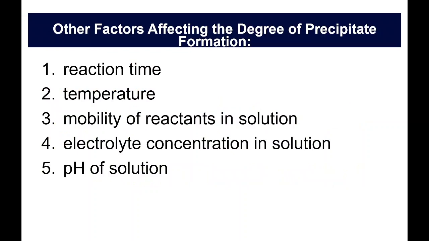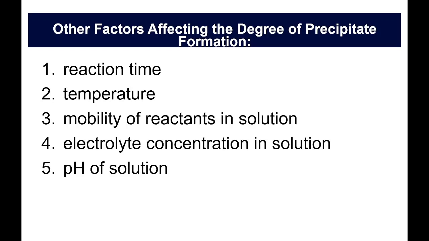Next are the factors affecting the degree of precipitate formation. Number 1, we have reaction time. Basically, the longer the reaction or the incubation time, the better the precipitate formation. Next is the temperature. For the temperature, we have to consider the antibody class involved in the test. If we are dealing with IgG, usually we incubate the mixture at 37 degrees Celsius. If we are dealing with IgM, we can perform the test at cold temperatures ranging from 4 degrees Celsius up to 27 degrees Celsius.